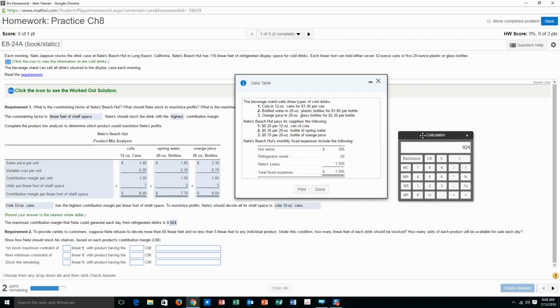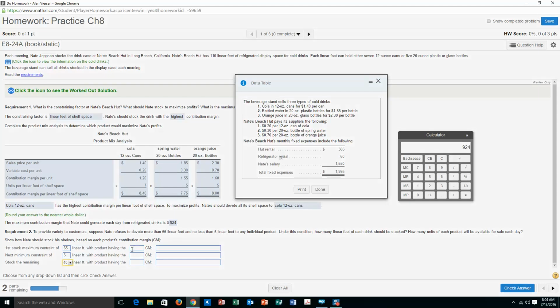Okay, now let's see what else it says. Requirement 2, to provide a variety to the customers, which most companies are going to do. Suppose Nate refuses to devote more than 65 linear feet and no less than 5 feet to any individual product. Under this condition, how many linear feet of each drink should be stocked? How many units of each product will be available? First of all, we want to make sure to put in our 65 feet. Our minimum one is 5, so we know we have a total of 40 linear feet left over.